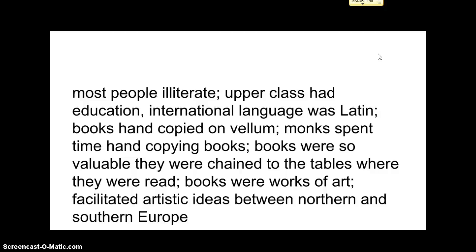Now, most people were illiterate during this time period, and the upper class had education. The international language was Latin, so that's why books were written in Latin. They were hand copied on vellum, each word by hand. Monks spent a massive amount of time copying books, and they were so valuable that they were chained to the table where they were read. The books were works of art, still are. And this facilitated artistic ideas between Northern and Southern Europe, because people would come and read these books, see the art, and take these ideas to these different places.